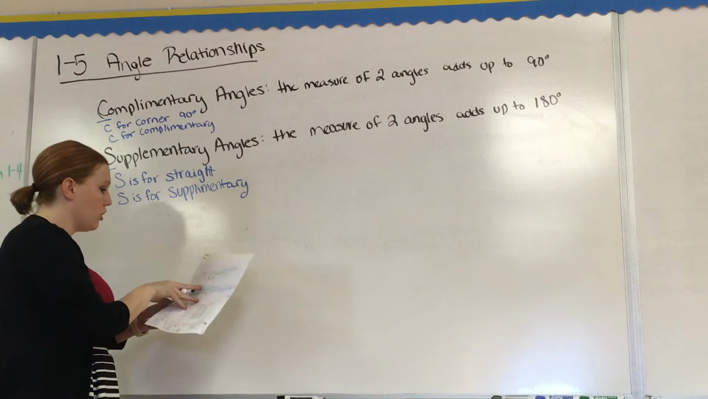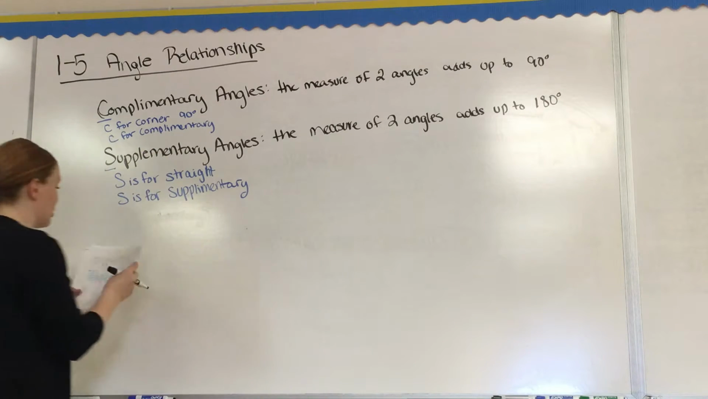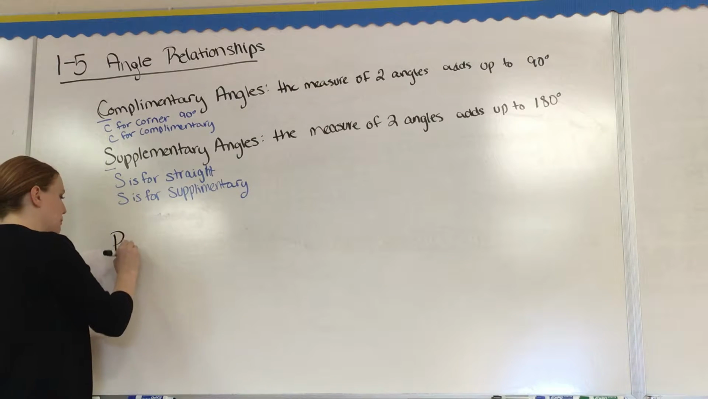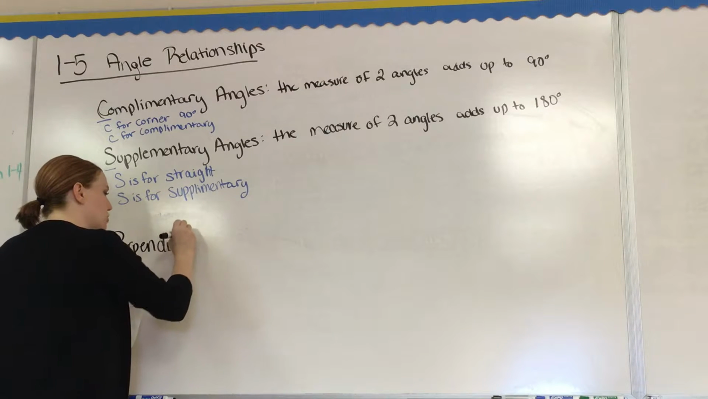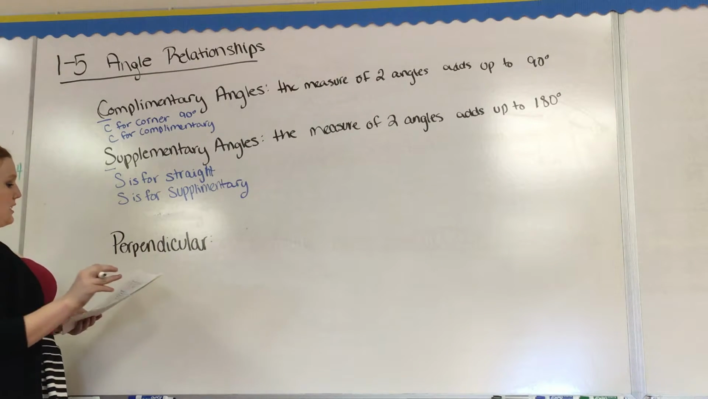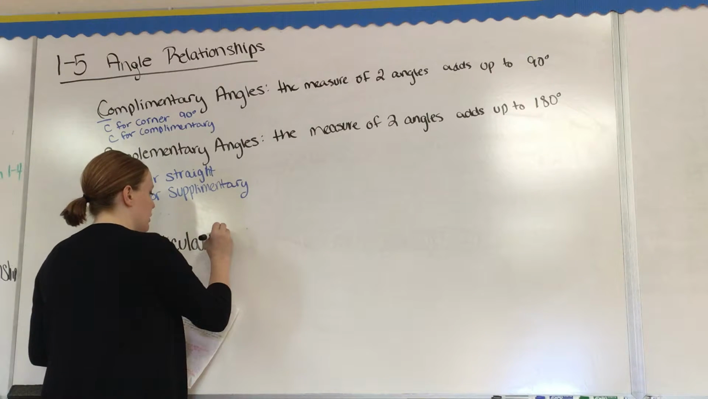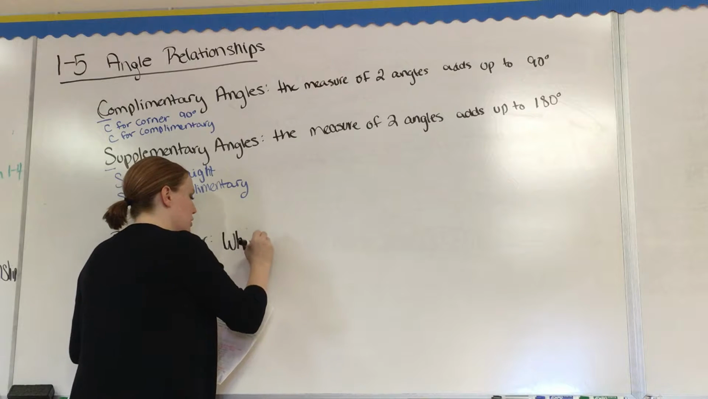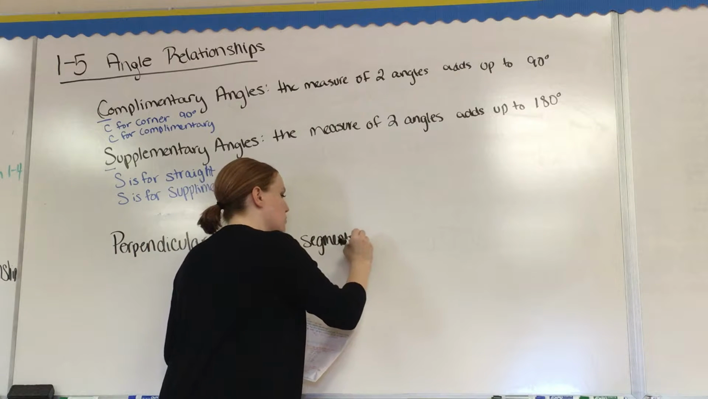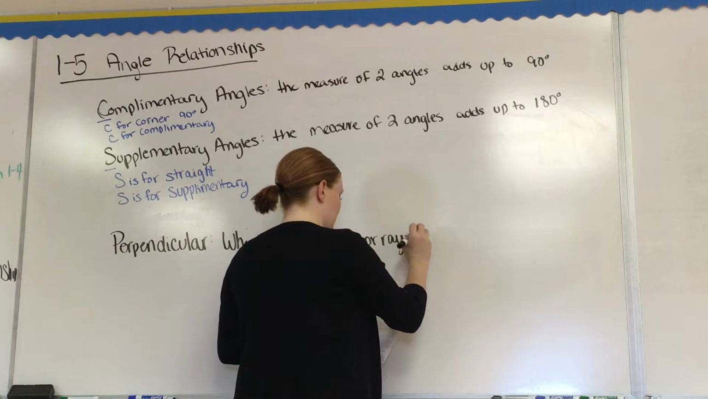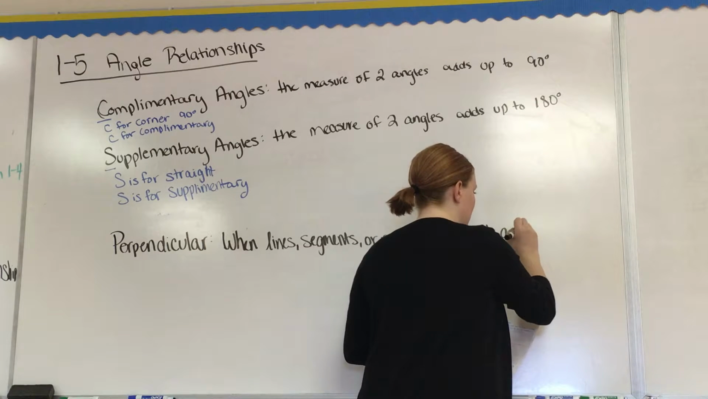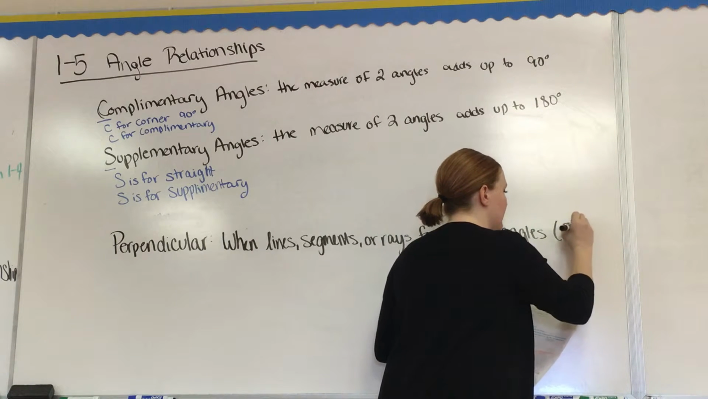Okay, we have one more term left to do, and then we will start going into some pictures of these so you can visualize them better. But first we need to define perpendicular. Okay, so when two lines, rays, or line segments are perpendicular, they form right angles. So when lines, segments, or rays form right angles. Remember, right angles are 90 degrees.